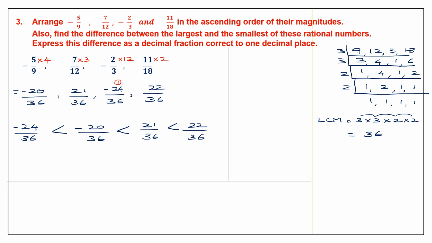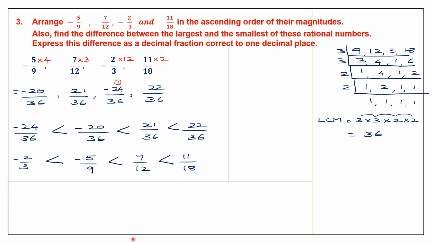Now we have to go back to the main question and arrange these. We've been asked to arrange these, isn't it? So negative 24 is this, which is negative 2 by 3. So let's write that. Negative 2 over 3 is smaller than negative 20, which is negative 5 over 9, which is smaller than 21 by 36, which is 7 over 12. And the last one, 22 over 36, which is 11 over 18. So the first thing we have done is arrange all these in ascending order from small to big.